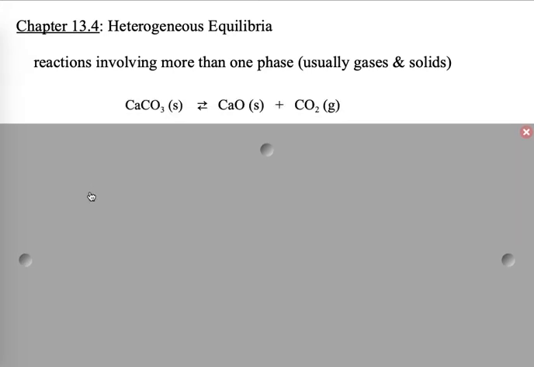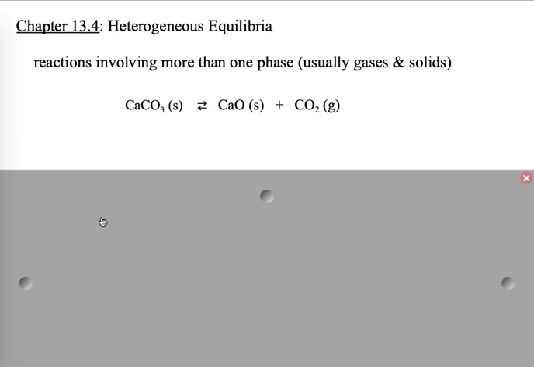In this section, let's talk about heterogeneous equilibria. Heterogeneous obviously means different phases. These equilibria are reactions that are involving more than one phase, and usually it's gases and solids. So here's an example. If I have solid calcium carbonate, which is limestone, in a sealed container, in a vacuum, it will undergo decomposition to form solid calcium oxide and carbon dioxide gas, and this is an equilibrium process.